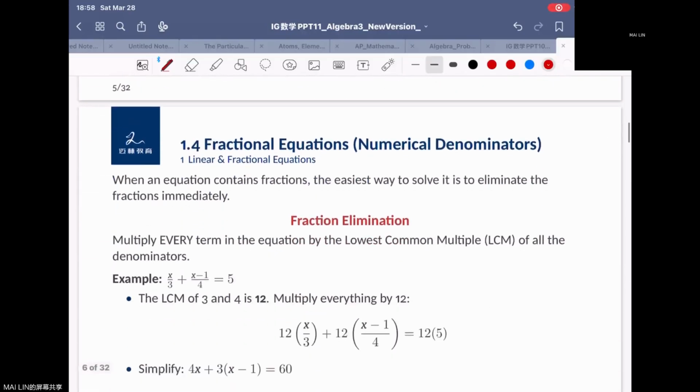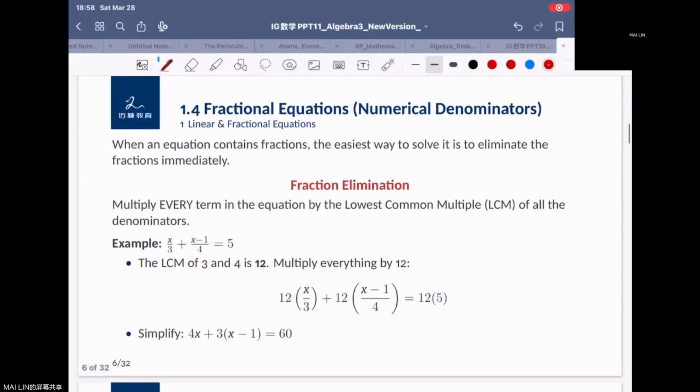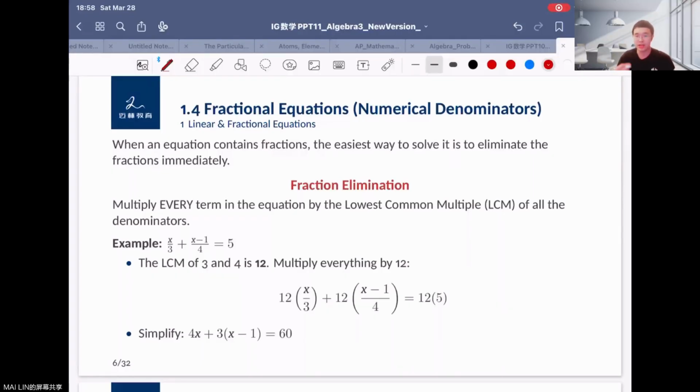And what about fractional equations? For example, x over 3 plus (x minus 1) over 4 equals 5. First of all, you can multiply by 12 on each side, to convert the equation into a polynomial form, because fractional numbers are very hard to calculate.